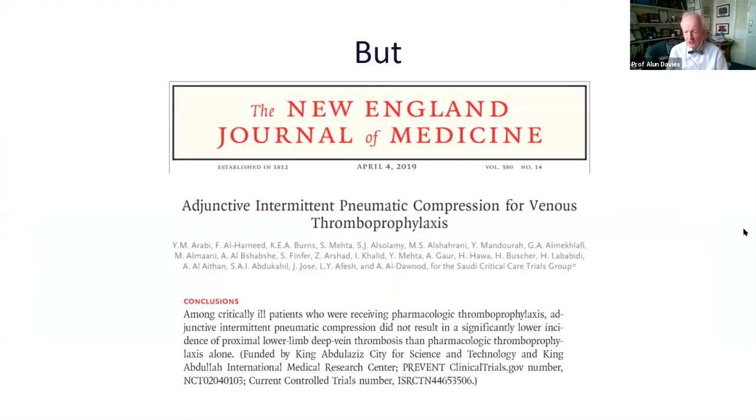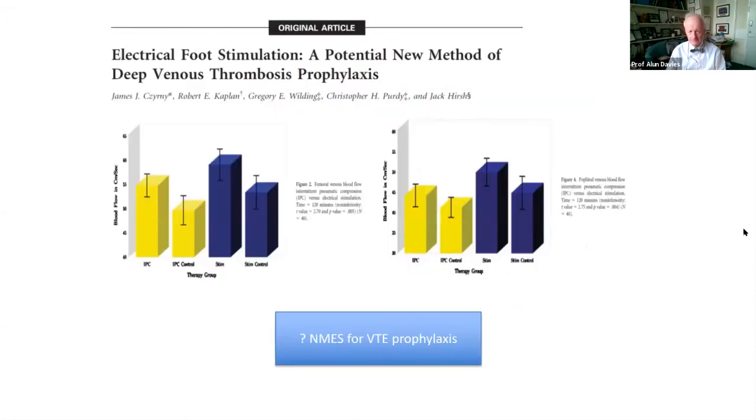However, many of you will have read this study that came out from the Middle East, very nicely highlighting that actually there was no benefit in those patients in ITU from having the adjuvant benefit of pneumatic compression and chemoprophylaxis. So I would suggest to you the jury is potentially out.